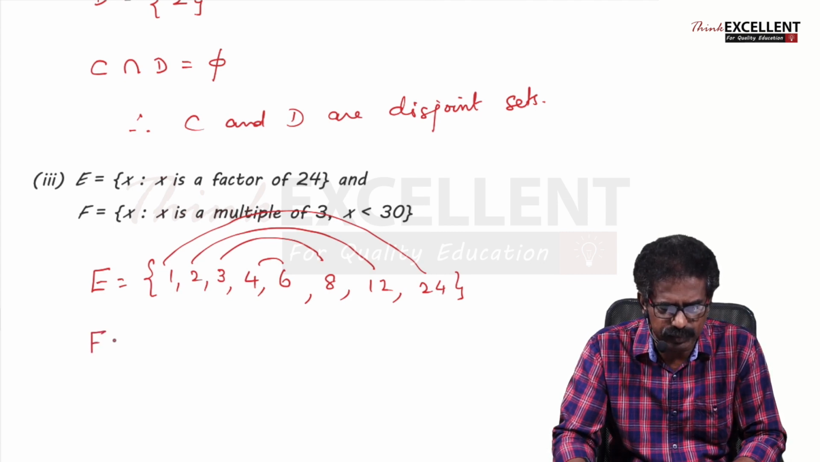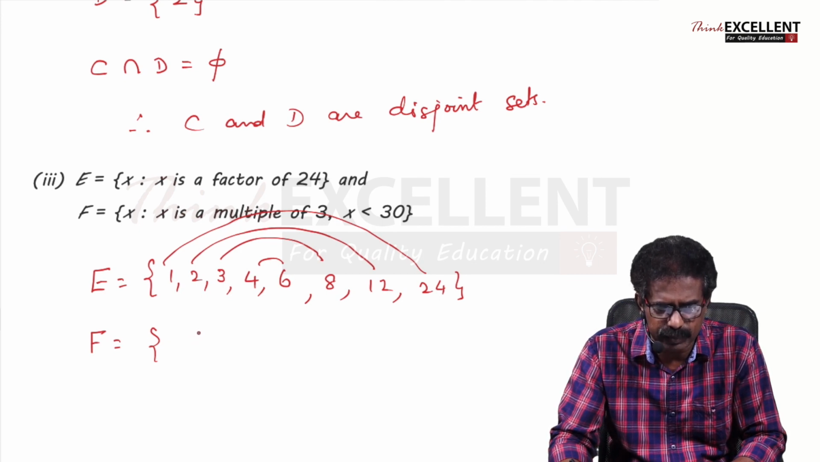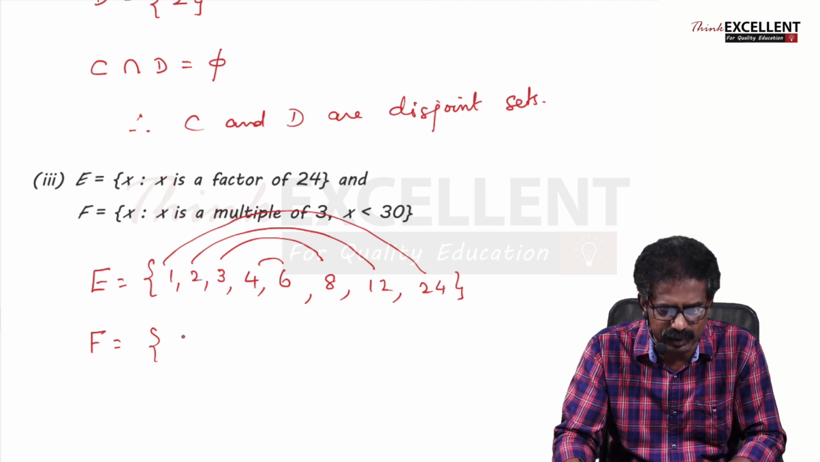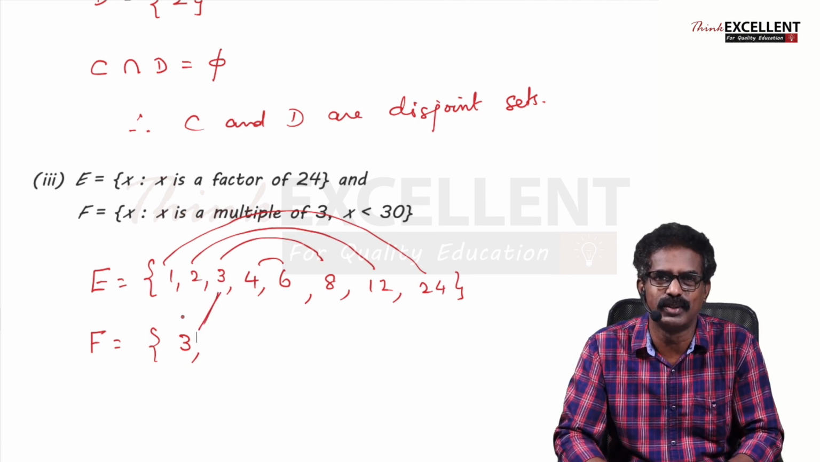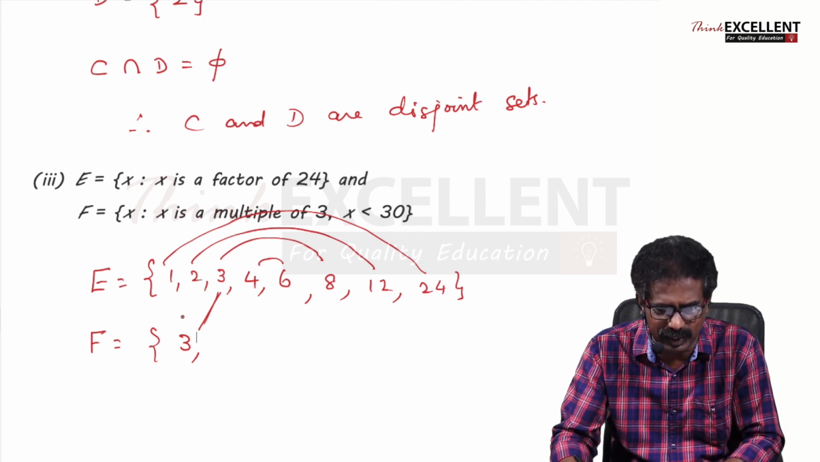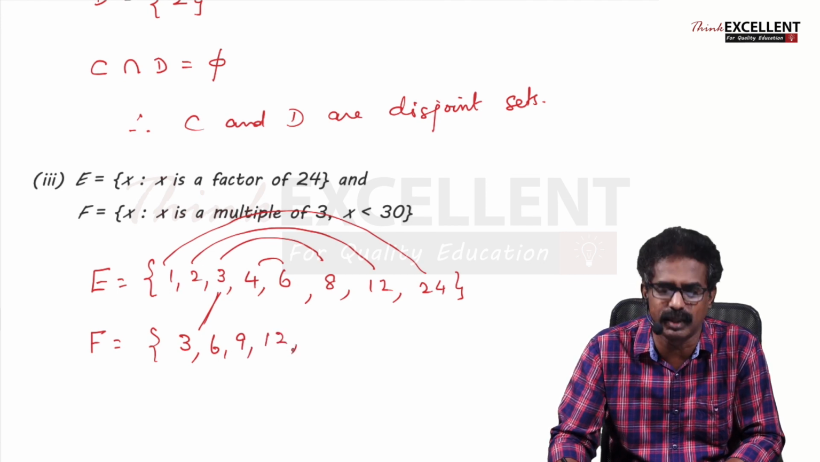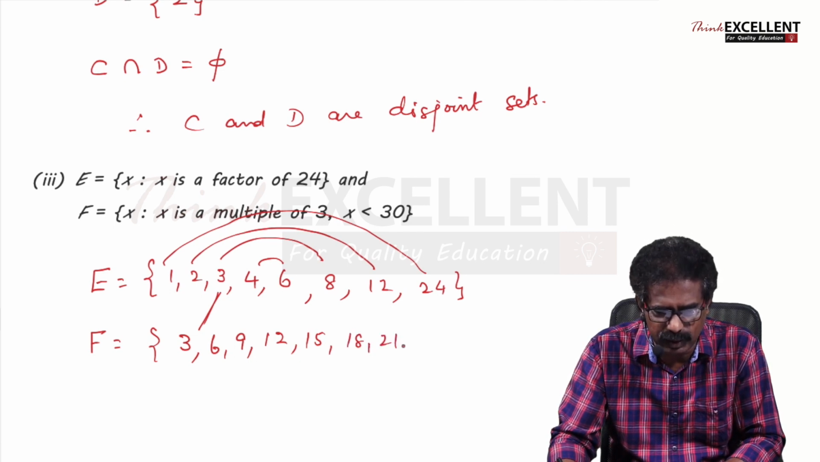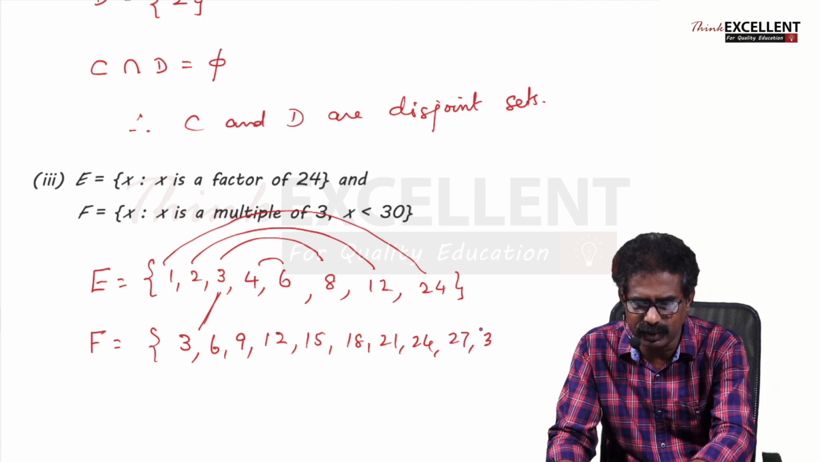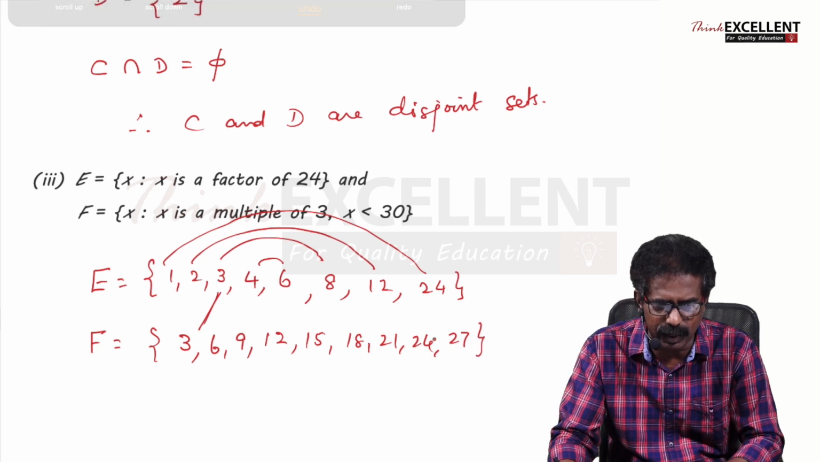Then F, you find out. F is the set of all x such that x is a multiple of 3 and less than 30. Multiple of 3, you write the 3 table, that's all. Now 3 itself you can see, right? 3 is in both the sets, no? So it is not disjoint, it is overlapping. Anyhow, we write fully. 3 table: 3, 6, 9, 12, then 15, 18, 21, 24, 27, 30. No, you cannot write 30. Why? Less than 30. So you write only up to 27.